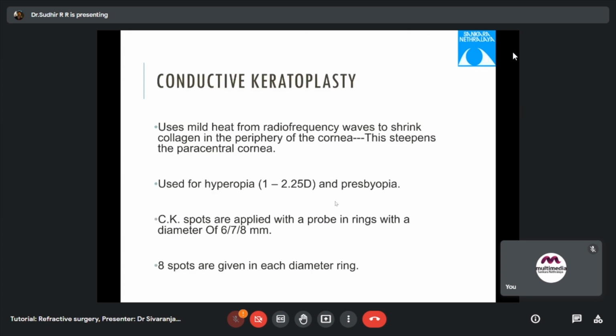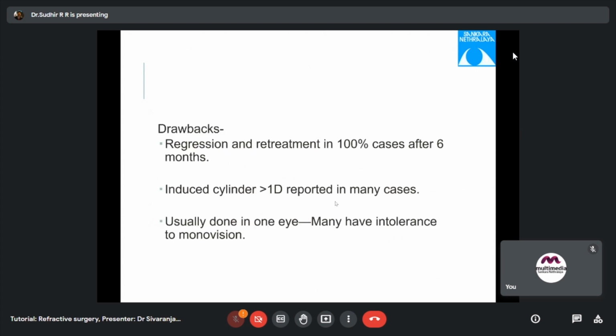Moving on to conductive keratoplasty. Here mild heat from radio frequency waves is used to shrink collagen in the periphery of the cornea. This steepens the paracentral cornea. It is used for hyperopic corrections up to 1 to 2.25 D and presbyopia. Here, conductive keratoplasty spots are applied with the probe in a ring with a diameter of 6, 7, or 8 millimeters. 8 spots are given in each diameter ring. The drawbacks of conductive keratoplasty are regression, and retreatment is required in 100% of cases after 6 months. It may induce cylinder up to 1 diopter. It is reported in many cases, and it is usually done in one eye.